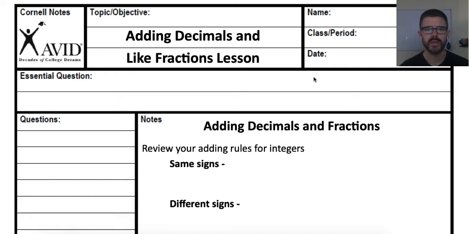All right, welcome to our next lesson on adding decimals and like fractions, so fractions with the same denominator. This is our next step now that we've gotten a handle on how to add integers together, our positives and negatives. Now we're going to apply those to different types of numbers. So you've got your notes out. We're going to start with a quick review of our rules for adding integers, and then we're going to go right into using them for decimals and then with fractions.